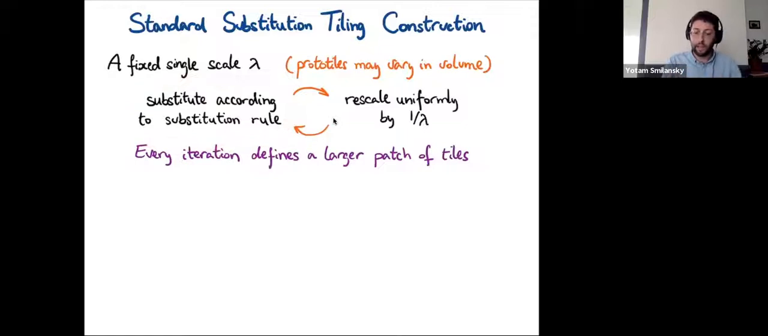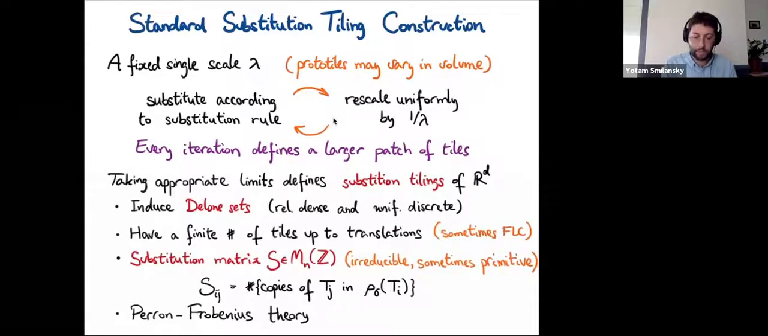You substitute the prototype, and since everything appears with the same scale, you can rescale uniformly the entire patch back and get a bigger patch that is the union of the original prototypes, not rescaled, just translated. So every iteration defines a larger and larger patch of the same original translated copies of the same original tiles. And this can be studied in the following way. First of all, how do you get a tiling out of that? You can do it again and again and get bigger and bigger patches and take a limit in a certain way that I will not go into, to define substitution tilings of R^d.